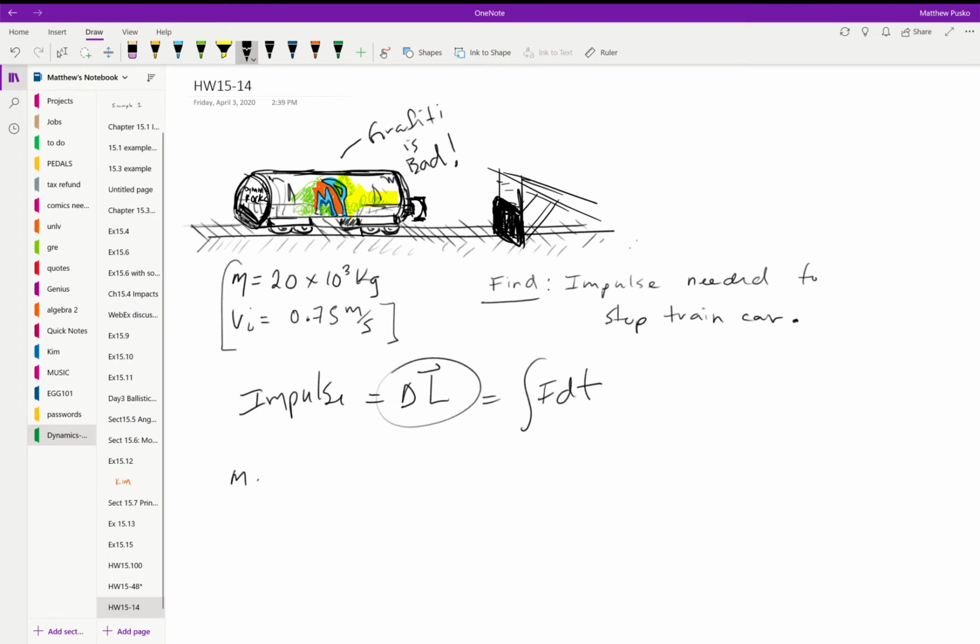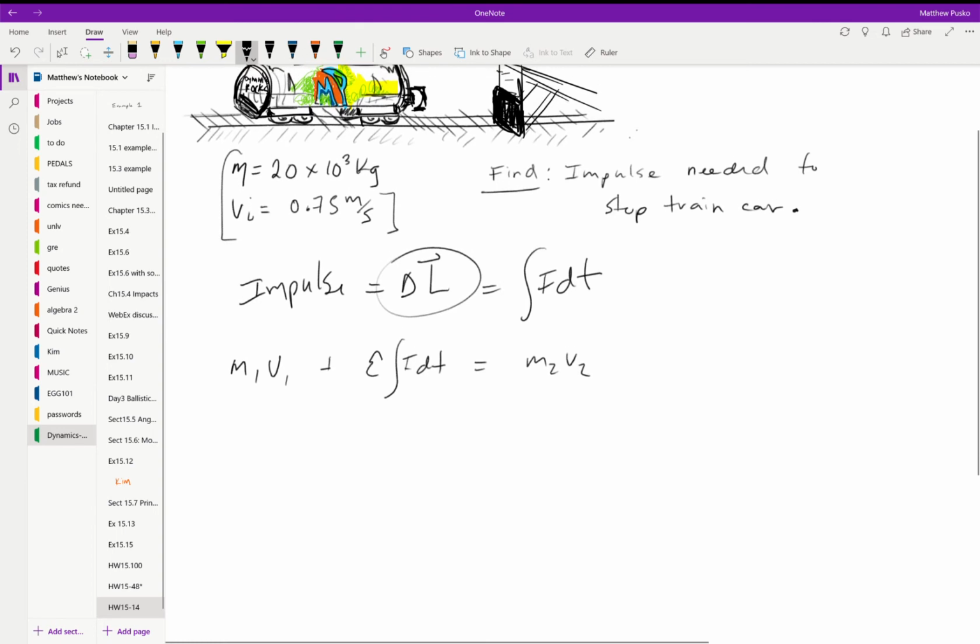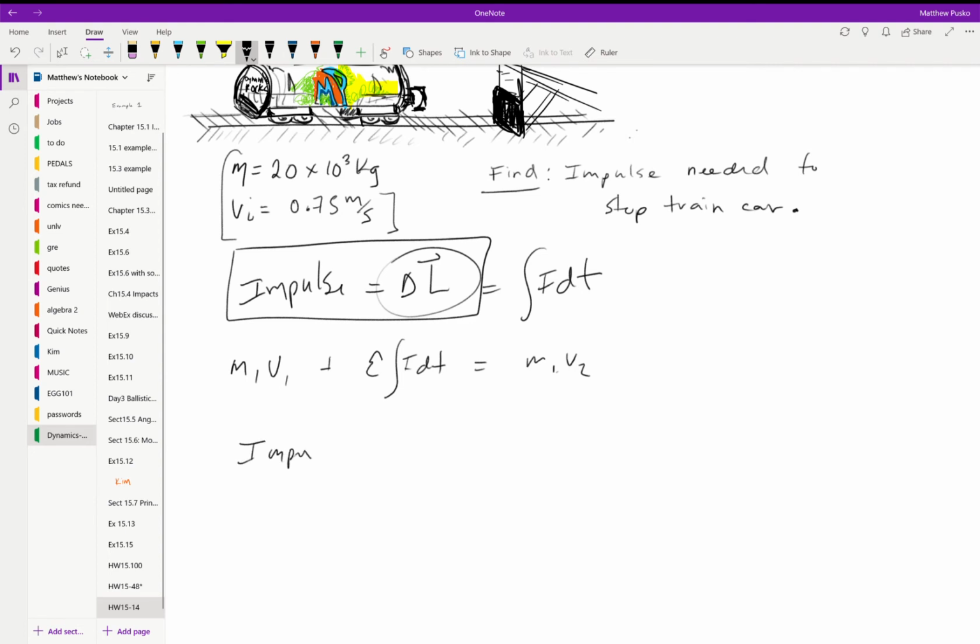So you could either say m1 v1 plus the impulse is equal to m1 v2, its final momentum. Or we could just use this definition that the impulse is the change in linear momentum and say the impulse is equal to m1 v2 minus m1 v1, or L2 minus L1.